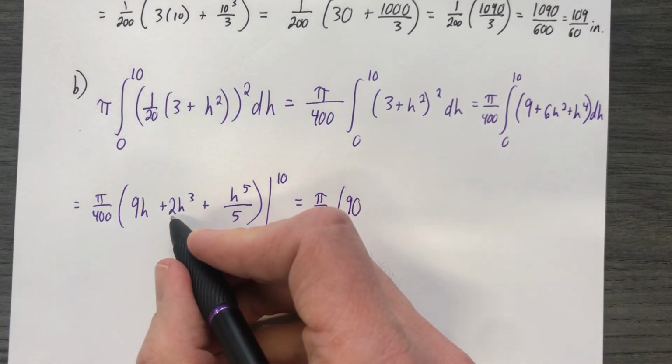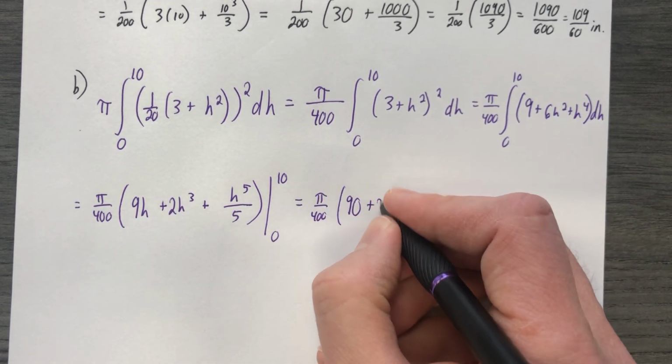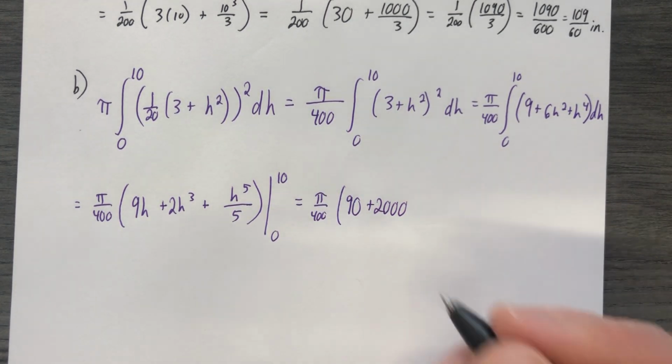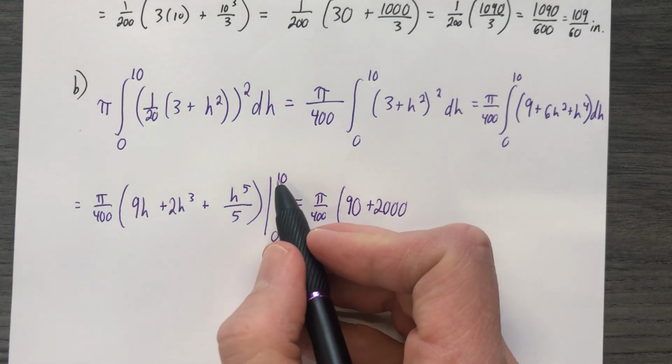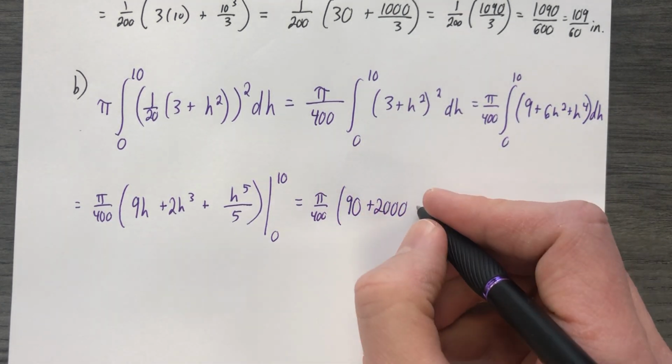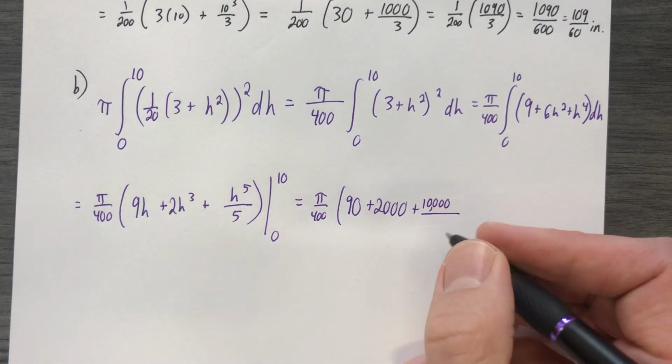And then 2 times 10 cubed. 10 cubed is 1,000, so we have 2,000. And now we can really get lost in the zeros here. It's kind of easy to do, so let's be careful. 10 to the 5th is 10,000 over 5, so just so I don't do too many steps at once, let's do that. Don't lose track of your zeros.